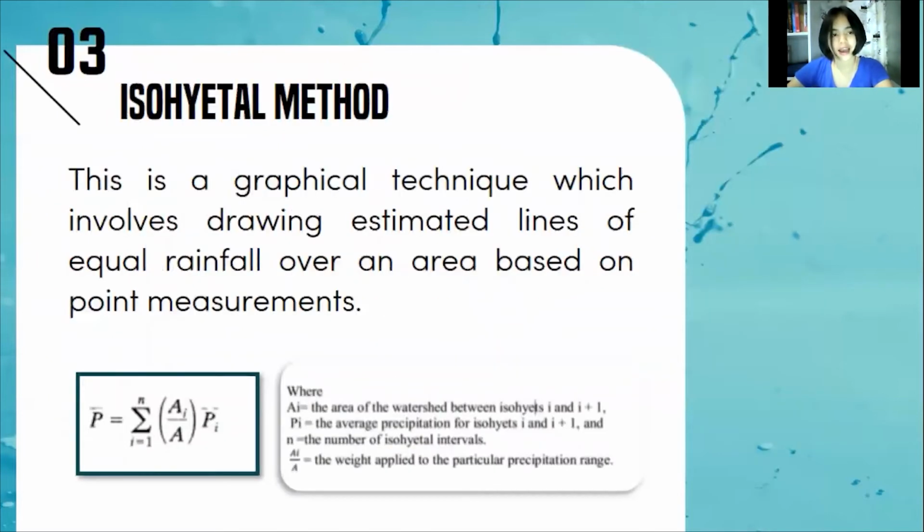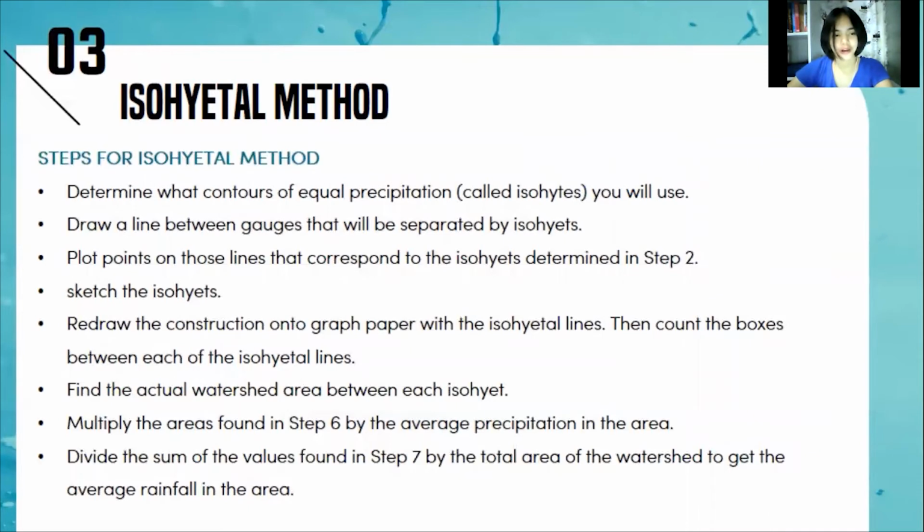So we have the last, the isohyetal method. This is a graphical technique which involves drawing estimated lines of equal rainfall over an area based on the point measurements. The formula is on the screen. The steps for this method: first, determine the contours of equal precipitation, the so-called isohyets, that you will use. Draw lines between gauges that will be separated by isohyets. Plot points on those lines that correspond to the isohyets determined in step 2. Then sketch the isohyets.